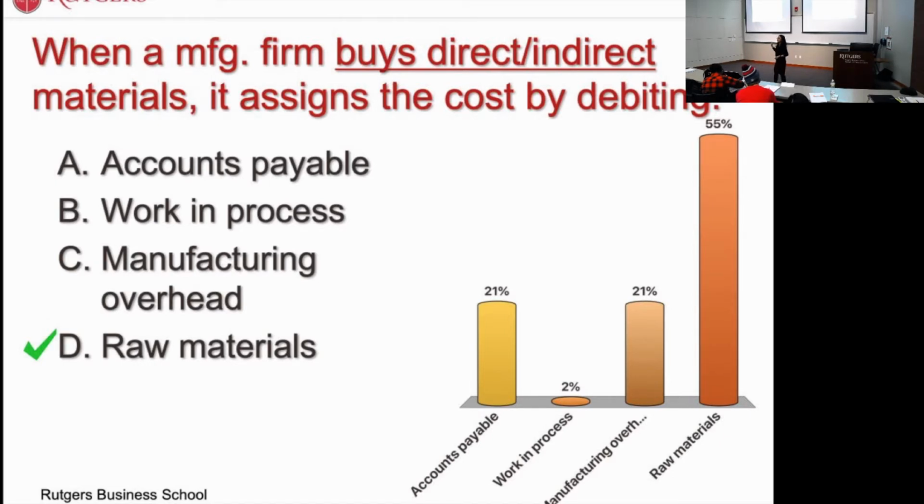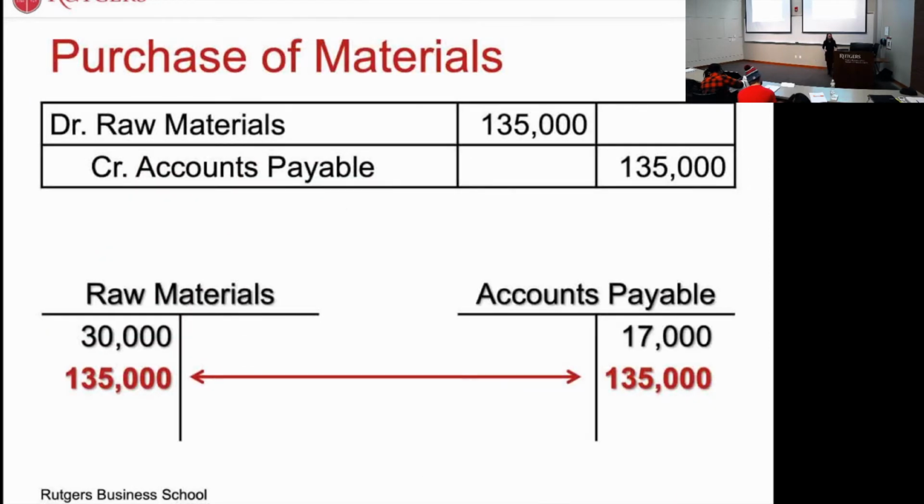Okay. So some people choose A and C. So A, because we credit accounts payable, right? So that's easy to understand. And then for C, manufacturing overhead, we haven't got that far. So till now, we are just talking about the purchase of the material. So you just need to increase your raw material and then credit the corresponding account. So if you pay on account, that's accounts payable. If that's cash, then that's cash. So that's the first step.